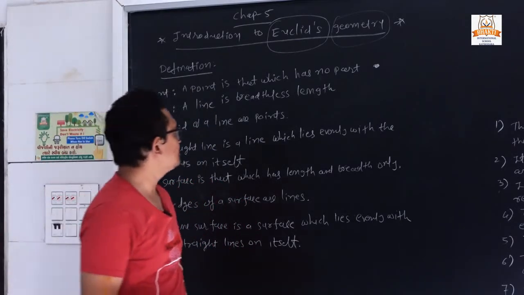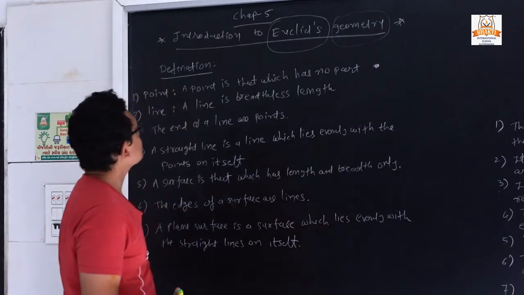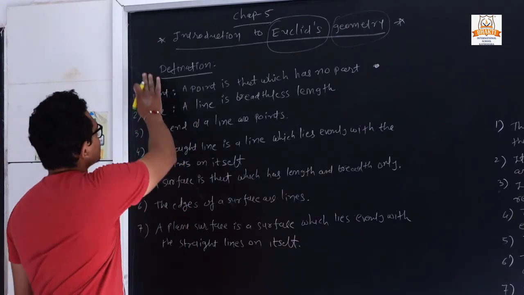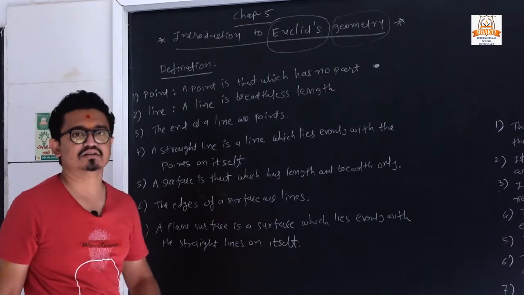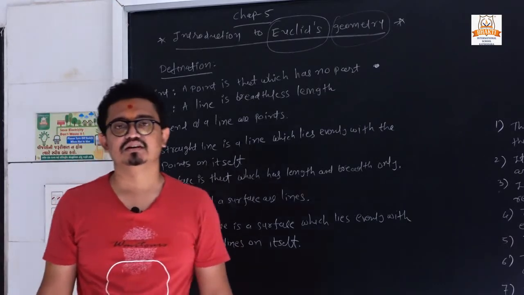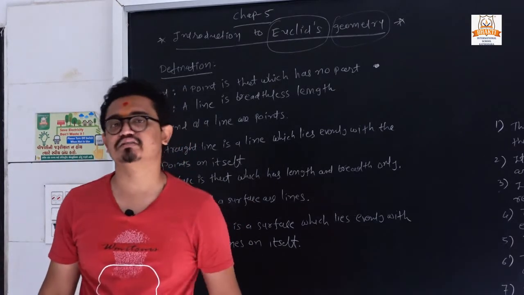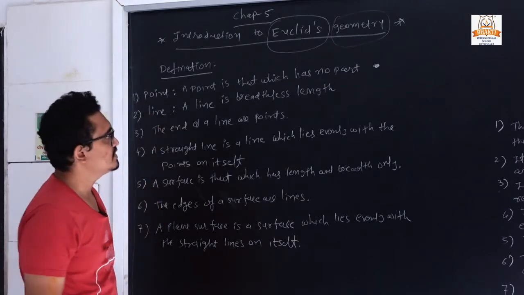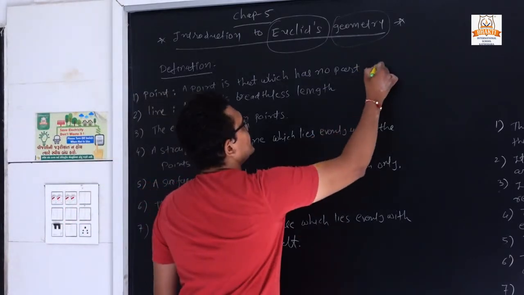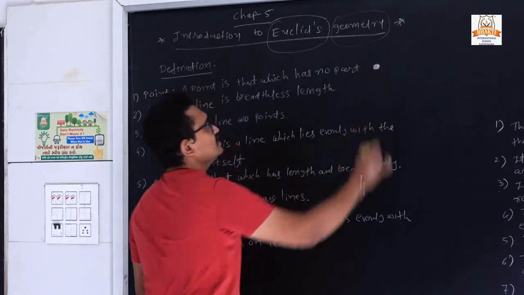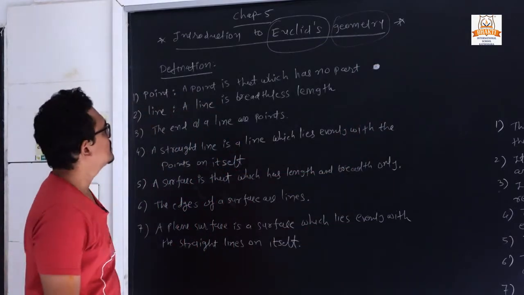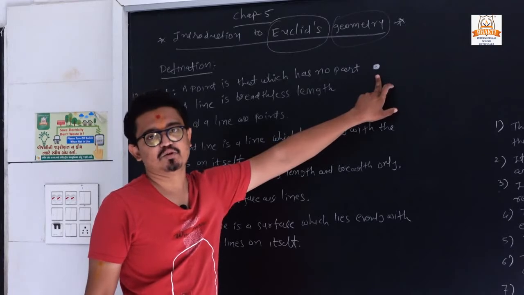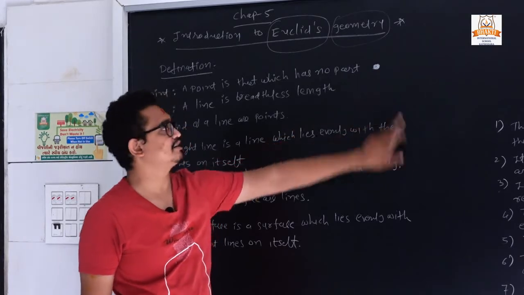Before we start the introduction, first of all we start with some definitions, some of the important points which you already learned in your previous standard. So we start with the point. If we draw this, this is our point, clear? So point means what? Which has no part. Point means which hasn't any part.